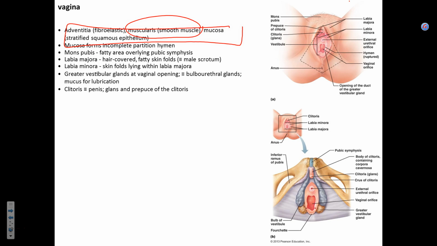Does it make sense to you that it's stratified squamous? Because of all the abrasion forces. Does that make sense? Now that mucosal layer forms hymen. So you can see ruptured hymen right here. Hymen is usually incomplete. Okay, it separates vagina from basically the outside, usually broken after the first intercourse. The fatty area over the pubic regions of the coxal bones is called mons pubis.